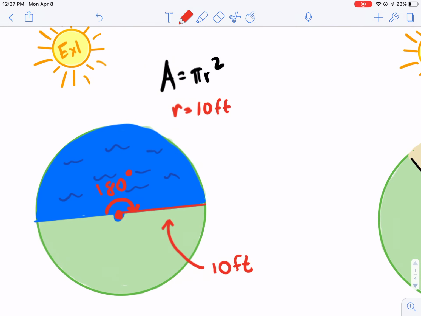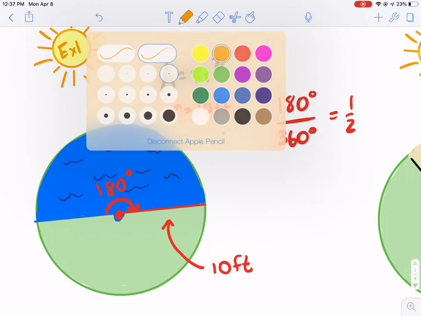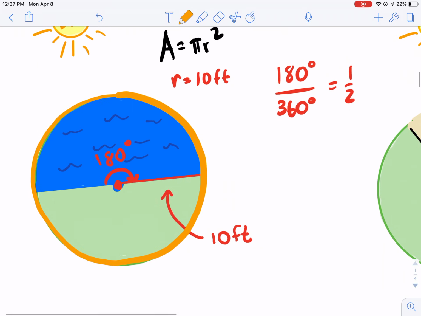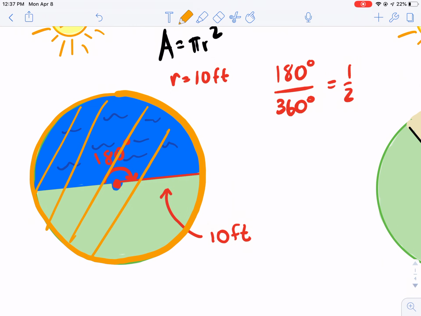What portion exactly? Well, there's 360 total degrees in the circle, so 180 out of 360 is 1/2. So how do you think we combine 1/2 with the area of an entire circle? If you think we multiply the area of the entire circle, let me outline that in orange, by 1/2, then you are correct. Just like we found the whole circumference for 10.6, we need to find the whole area of this whole circle, and then multiply that by the portion we want, which is half.